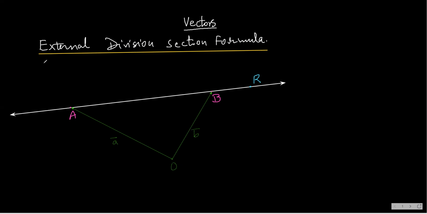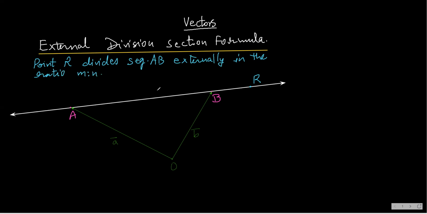Here I write the statement. Point R divides segment AB externally in the ratio M is to N. Now what does that mean? It means, see, the point of division, which point is dividing? R is dividing. And what segment is it dividing? This is dividing segment AB. See, the order is important. It is R dividing AB.